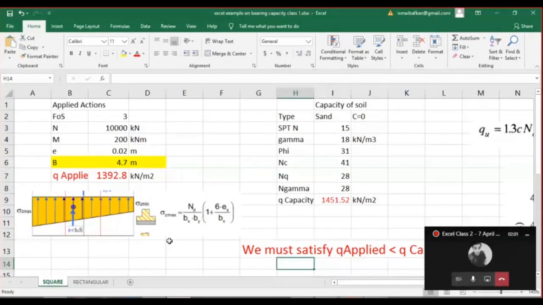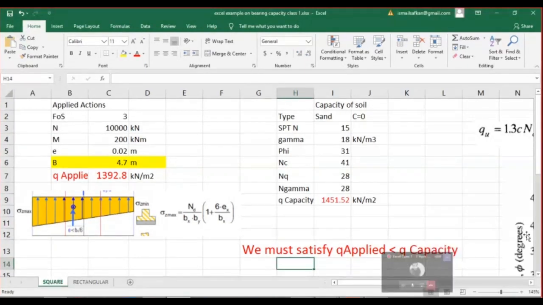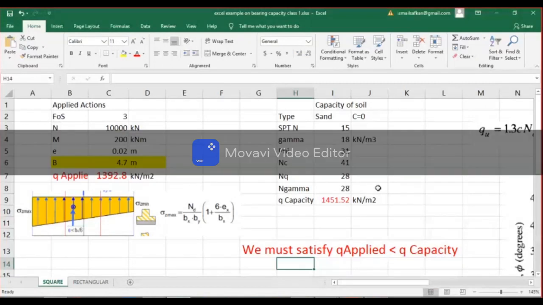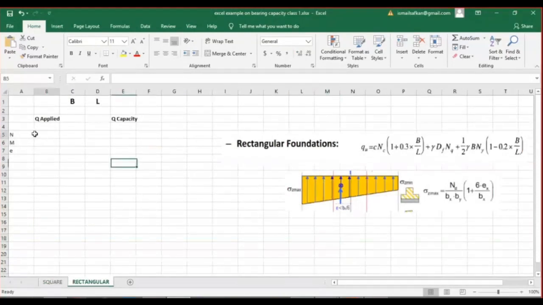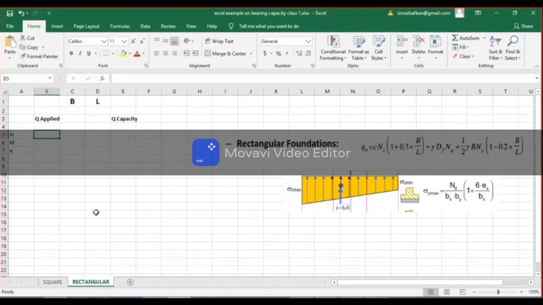A rectangular foundation, not a square shape. So let's take the same actions we have initially from here and create another one. The rectangular foundation formula is slightly different. Instead of B only, you also have L, which is the long dimension of the foundation.